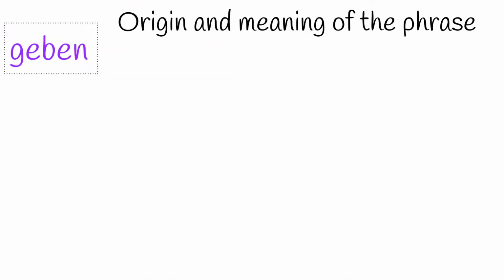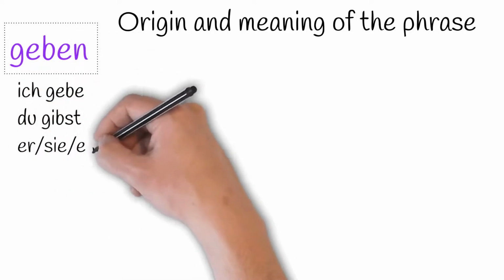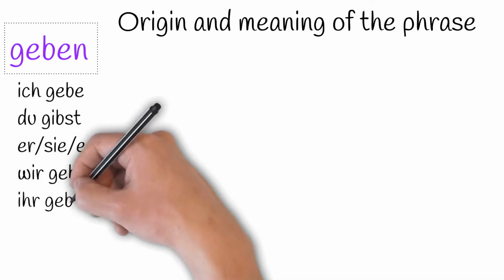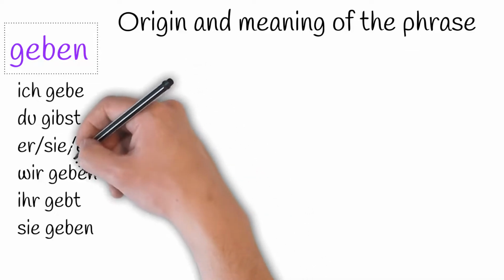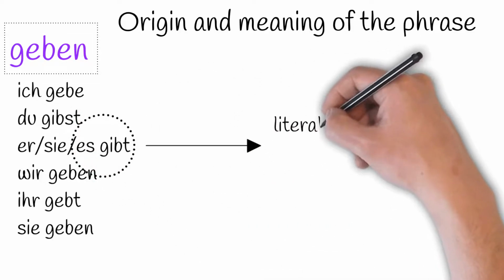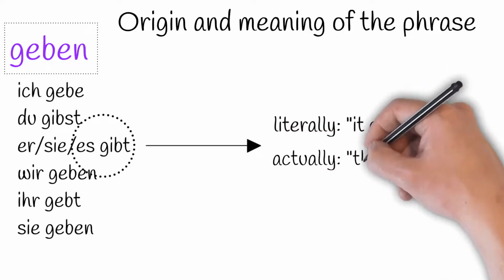And if you conjugate the verb geben, you get ich gebe, du gibst, sie es gibt, wir geben, ihr gebt, sie geben. And this is where we get the phrase es gibt. It literally means it gives. But idiomatically or actually it means there is.